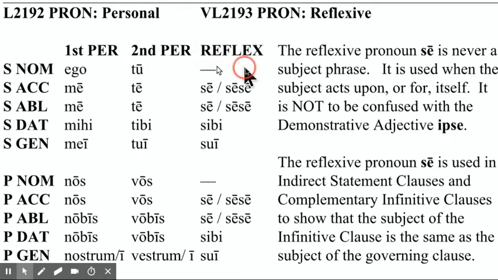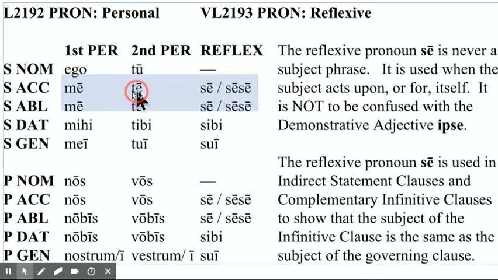These forms are actually easy to memorize because you start off with the accusatives having that long E: me, te, se, or se. The dative being used for indirect object: mihi, tibi, sibi. The genitive: mei, tui, sui.